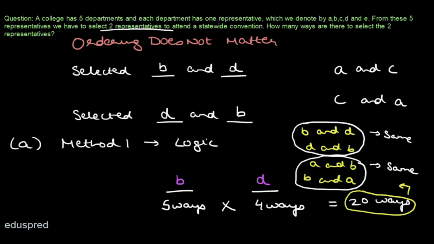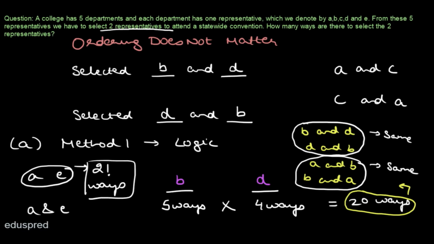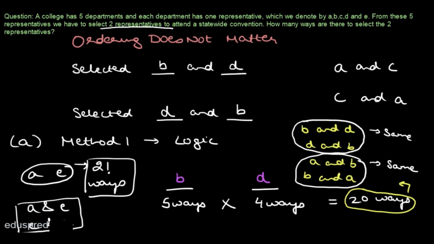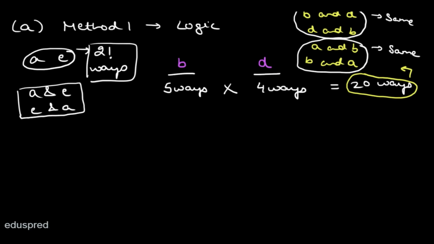So that means if you write the answer as 20 ways, you will be counting every possible outcome twice. And it is twice because 2 representatives can be arranged in 2 factorial ways. So whatever 2 representatives you choose, let's say you choose A and E, you can arrange these 2 representatives in 2 factorial ways. And those 2 ways could be A and E and E and A. Okay, so that's why to correct for this thing, you have to divide 20 ways by 2 factorial. So your final answer would be, total ways would be equal to 20 divided by 2 factorial.